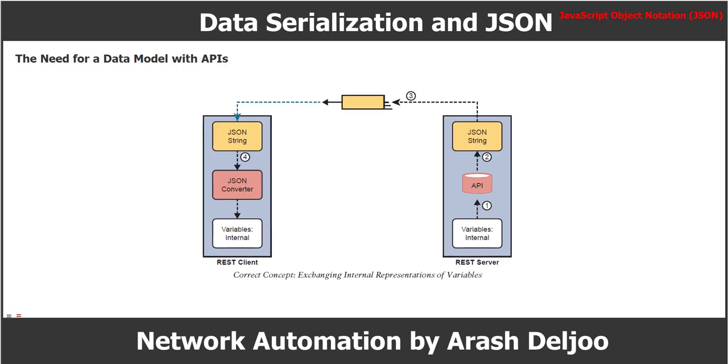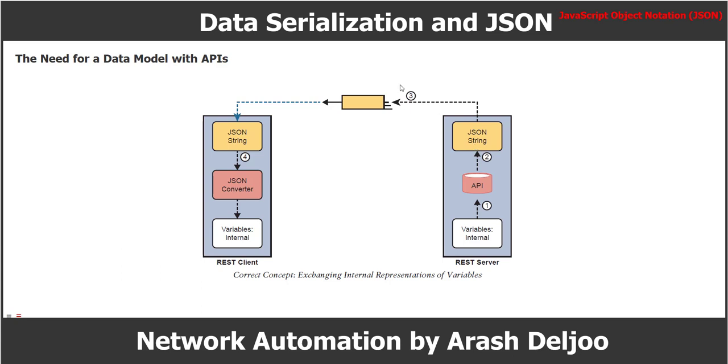Now this figure shows the correct process flow in comparison to the previous figure, with the data serialization process included. Step 1. The server collects the internally represented data and gives it to the API code. Step 2. The API converts the internal representation to a data model representing those variables with JSON, as you can see here. Actually, now we have converted the variables to the JSON string.